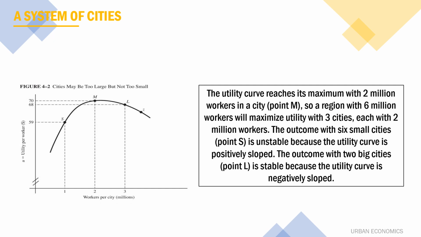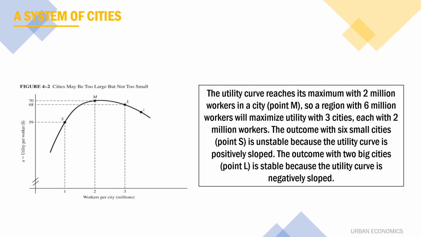For example, we look at the 6 city outcome with each city housing a workforce of 1 million, and it is shown at point S. The utility in each of the 6 cities is $59. To look at the instability of this 6 city outcome, we assume that a group of workers move from city A to city D.